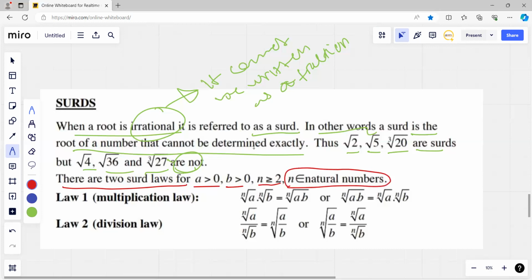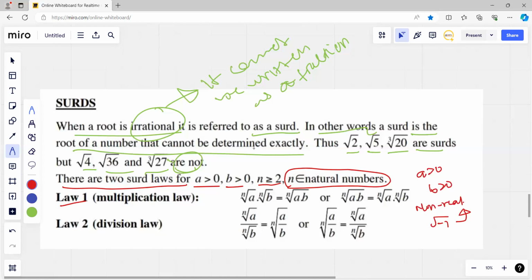The reason why they're saying A is positive and B is positive is to avoid something called non-real, because a root of a negative number is equivalent to non-real. So from that instance, that's why we say A is positive and B is positive. So that is the two set laws or rules.